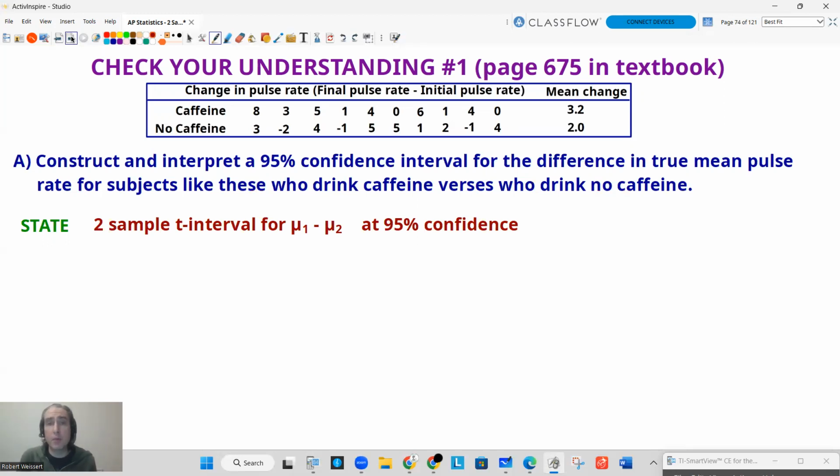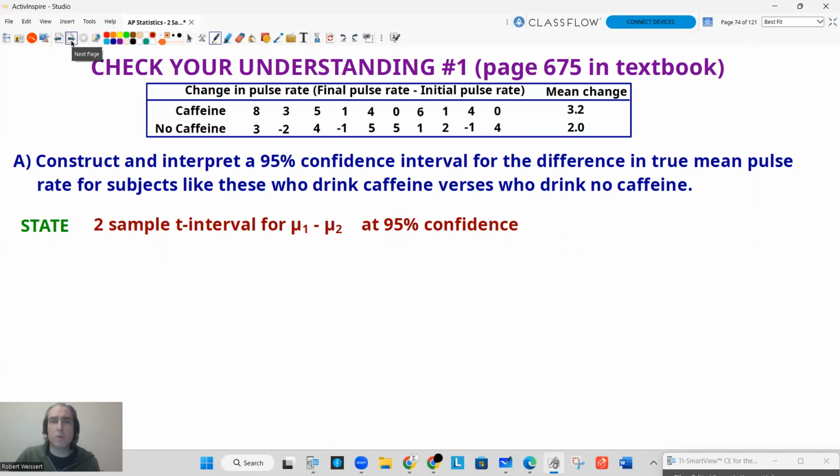How do we know it's 2 samples? Because these are random assigned 2 groups. It's not one person doing both treatments at different times and measuring the change. These are 2 groups from the same population, which is the class of 20. So I'm just going to name the interval, state the confidence level. And then what else do we have to do?